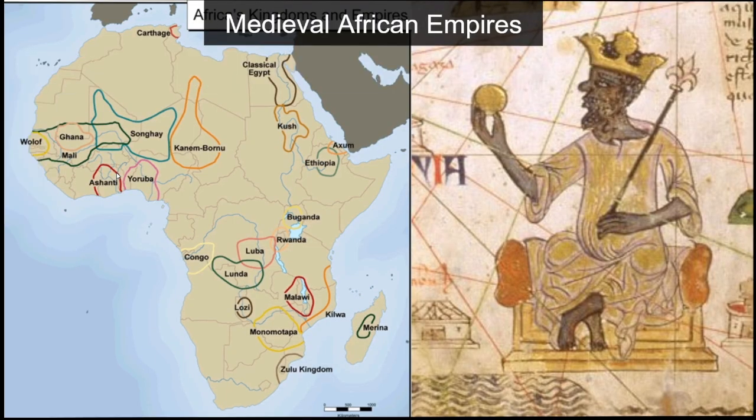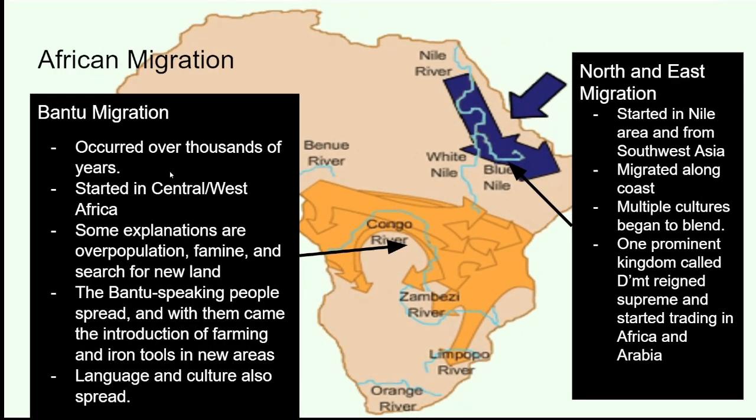Next, African migration. The Bantu migration was in this area. You can see all these arrows going in different directions. The ends of the arrows are where they ended up. It occurred over thousands of years, and it started in Central and West Africa. Some explanations for this move are overpopulation, famine, and just a search for new land and new resources.